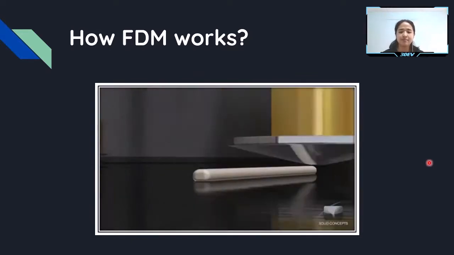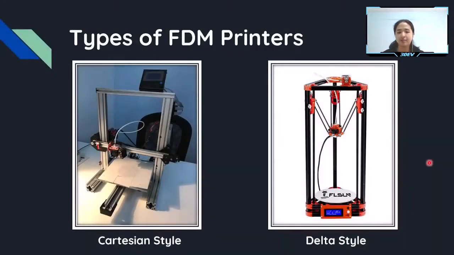So let's move on to the next one. Okay, types of FDM printers. Basically, FDM printers have two main types, the Cartesian and the Delta type. The Cartesian name came from the Cartesian plane, which is basically moving along x, y, and z coordinates.